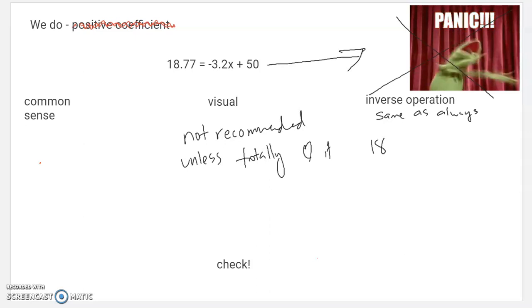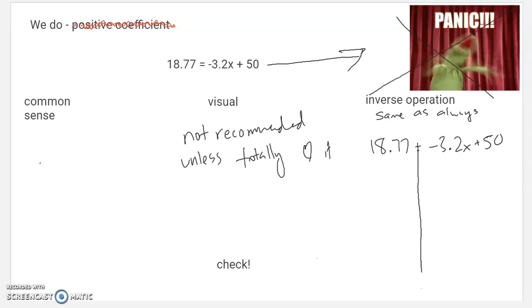Let's write it down. 18 77/100 equals -3 2/10 x plus 50. Here we go. The only difference is if you're accustomed to doing these with no calculator, because the whole numbers are easy for you, here you'll do it with a calculator. That's it. No big deal.